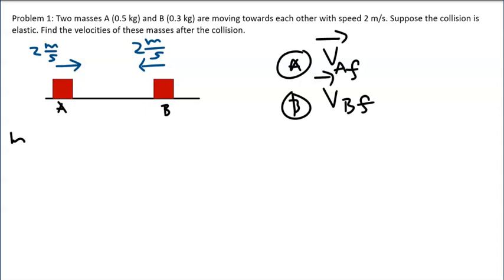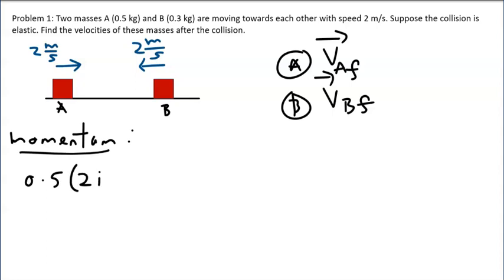So let's use the conservation of momentum to first obtain an equation. So the momentum before is 0.5, that's the mass of object A, times 2I hat, because object A is initially moving to the right, plus the momentum of object B prior to collision, which is 0.3 times minus 2I hat.